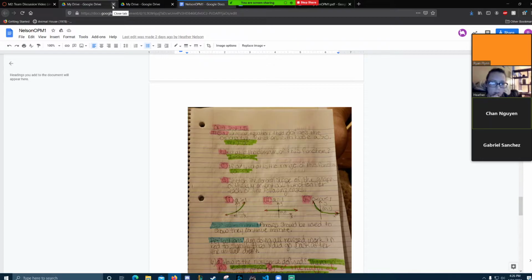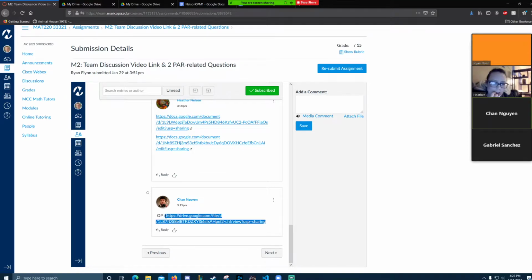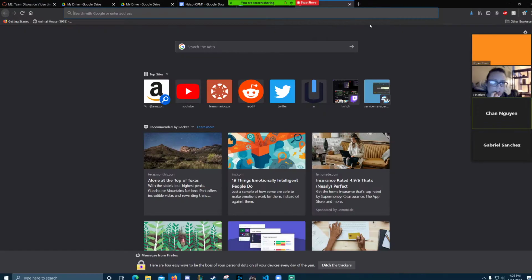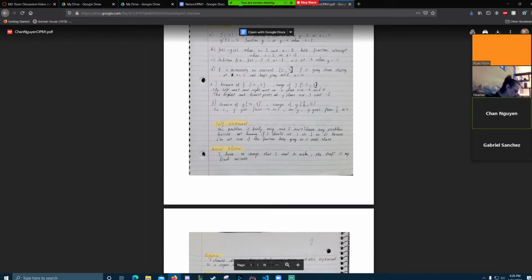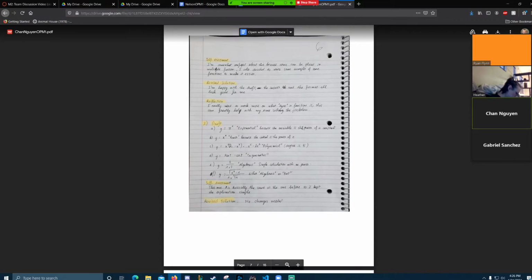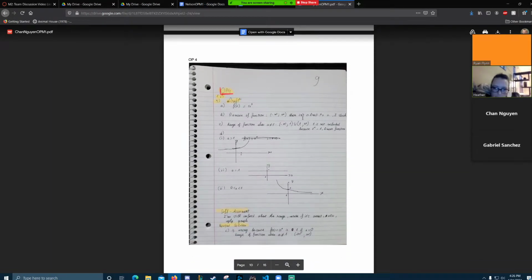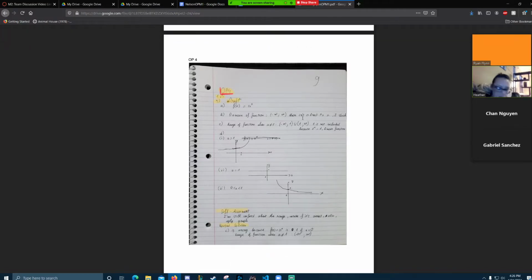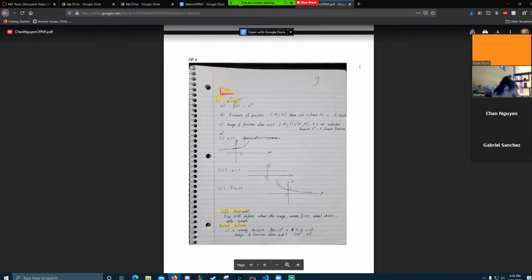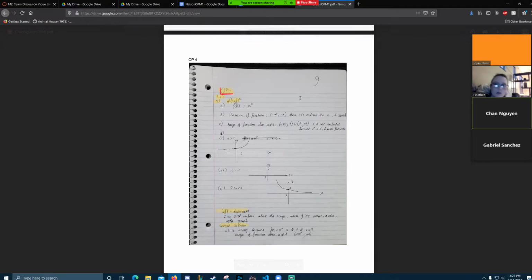And then 0 to infinity. I accidentally closed it. Yep, 1.6, page 9. Are we supposed to number our pages? No, but I think as long as you have the OP, the section number, and the number of the problem, you're okay. This is the part I'm confused about, the 5C.